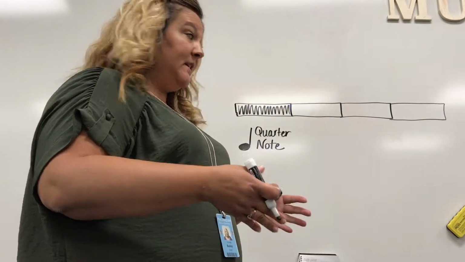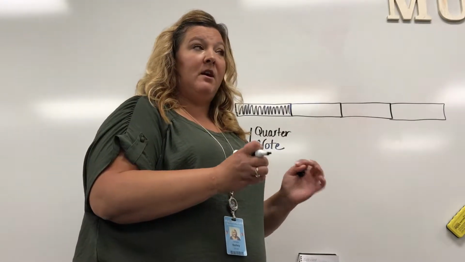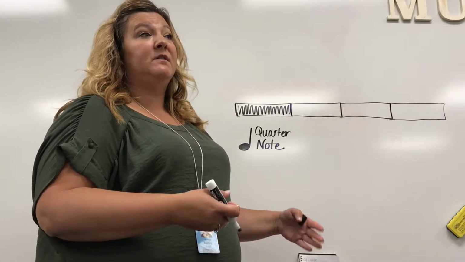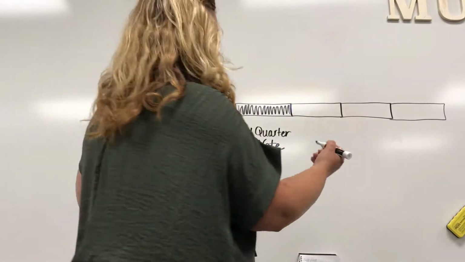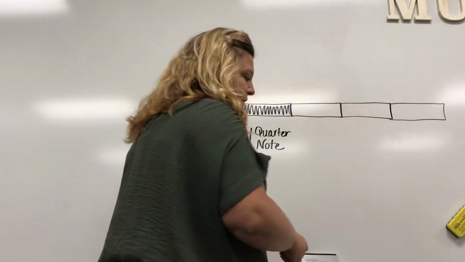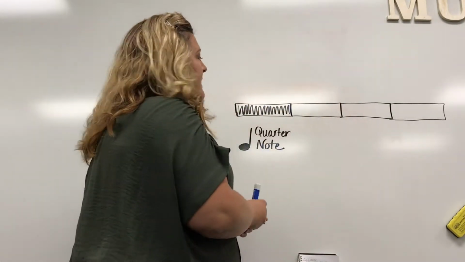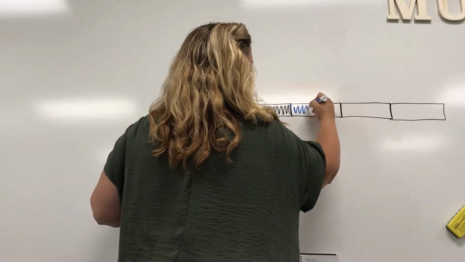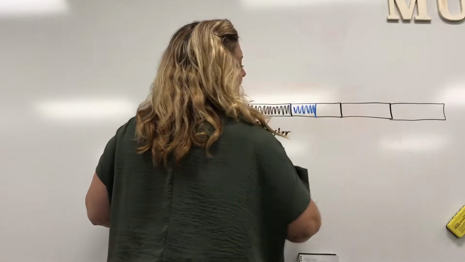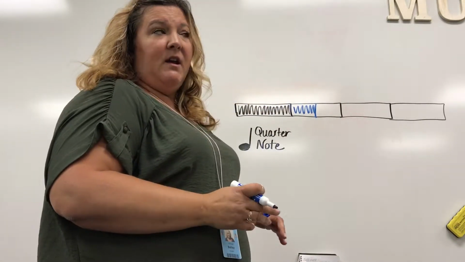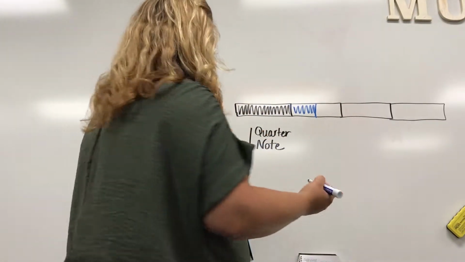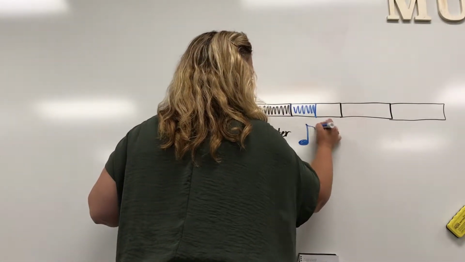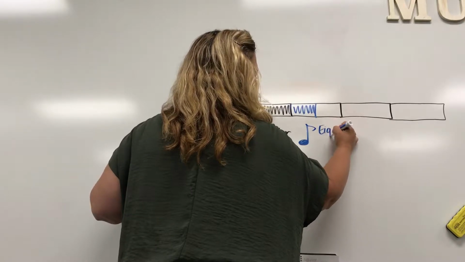Okay. I said that rhythm was the combination of sounds and silences. Sometimes we have sounds that don't last as long. So I'm going to use a different color so you can kind of see where they start and stop. But let's just say that we have another sound that only lasts for half of a beat. If it only lasts for half of a beat, it's going to look like this. And it's called an 8th note.